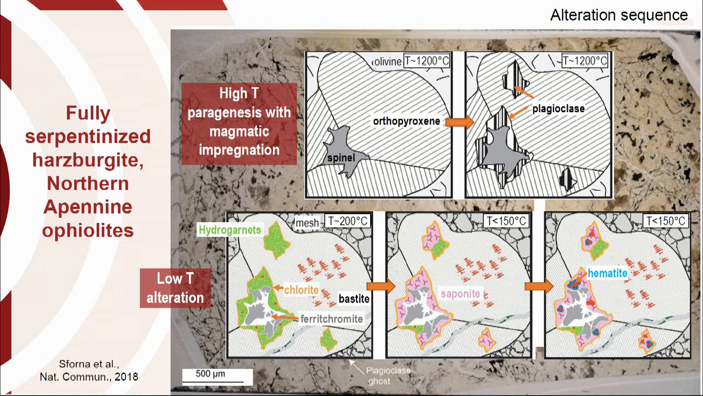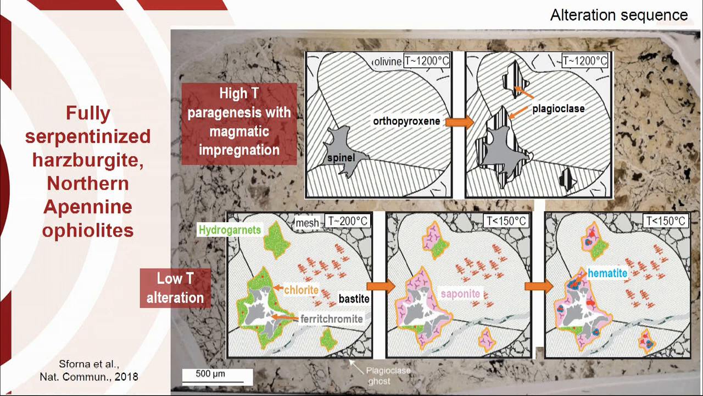So this rock is made of classical minerals we can find in mantle rocks, so olivine, pyroxene, spinels, and those rocks had during their high-temperature history some magmatic impregnation that results in the formation of plagioclase. And then as the temperature decreased when those rocks were exhumed during their oceanic history, the rocks start to alter due to water circulation, and most of the minerals, so olivine and pyroxene, turn into serpentines.